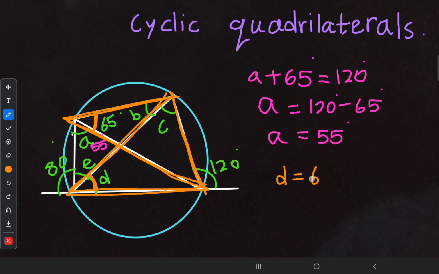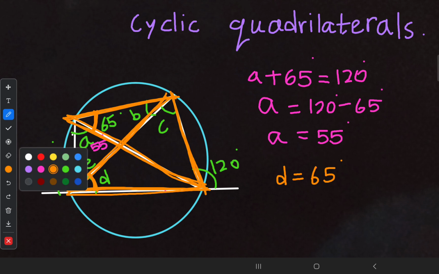Try to remind yourself of that theorem. It says that when we use the same chord to draw two triangles in the circumference of the circle, the angles created by those triangles are the same. So if it is 65, D also should be 65.